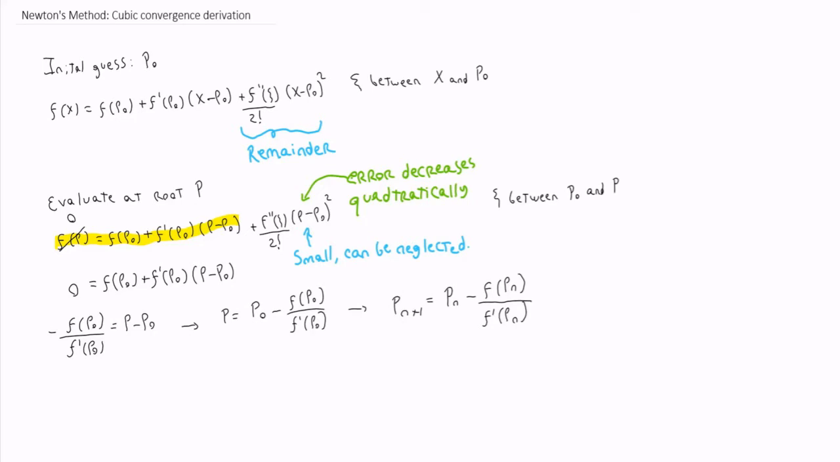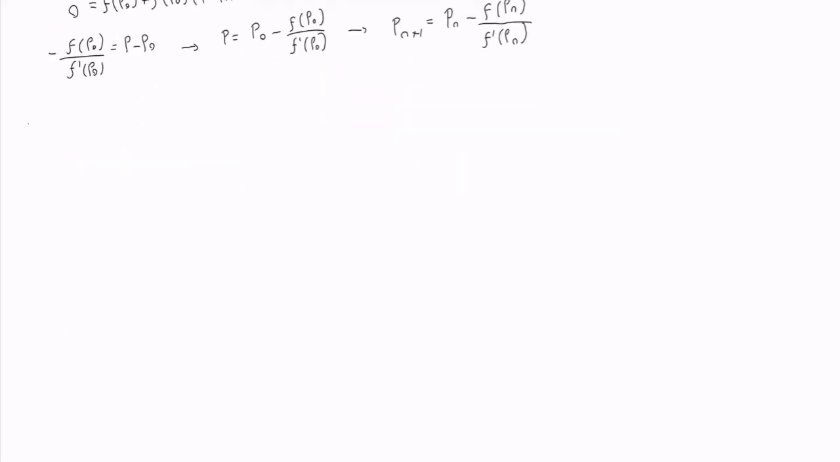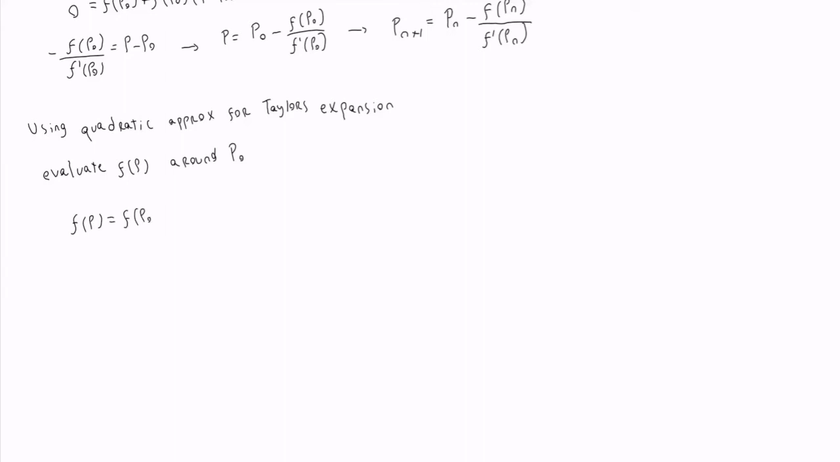So now we'll see how to derive Newton's method with cubic convergence. And we do this using the quadratic approximation for the Taylor expansion for a given function, instead of using the linear approximation as we just saw. So in order to do this, we'll evaluate f at p around p0, same as we did before. So we just write the quadratic approximation for the Taylor polynomial that represents this function.